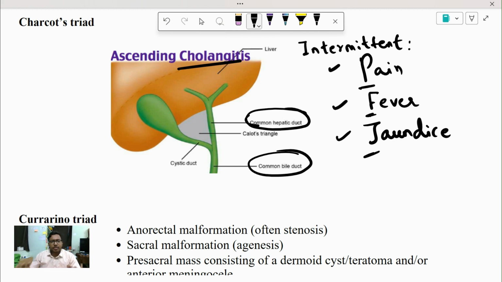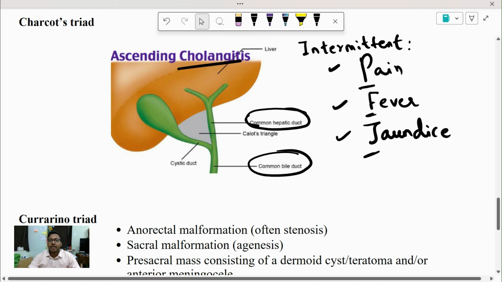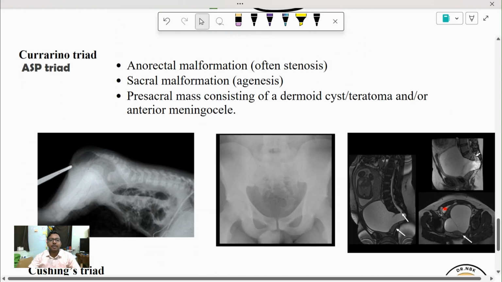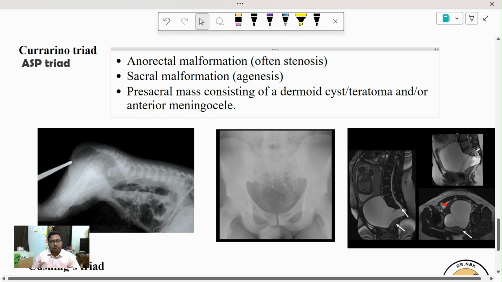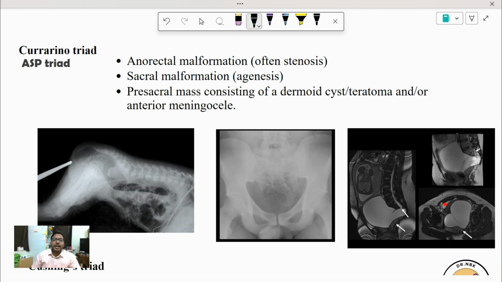All right. So just remember cholangitis. Itis means inflammation. So what are all the classical features? Pain, fever, jaundice. Okay. Right. So usually in cholangitis, you will be having fever with chills and rigors because of the ascending infection. Okay, right. Then next is your very important one, Curarino triad. Again, this happens in a syndrome. Actually, the syndrome is called Curarino syndrome.